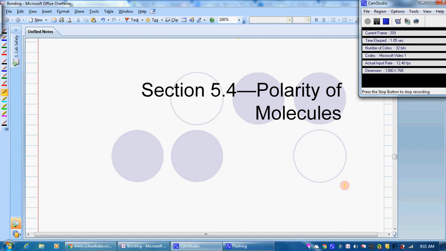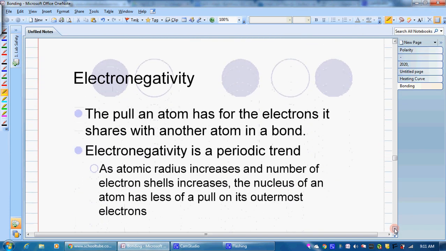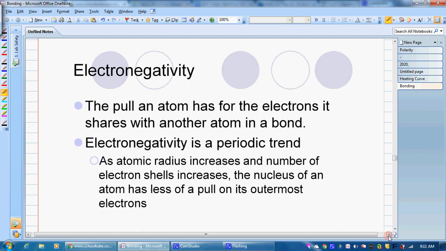Okay, the next important thing about understanding our Lewis dot structures is the polarity of something. That comes back to the electronegativity that we talked about last chapter: the pull the atom has for an electron. It is a periodic trend, and we talked about that.